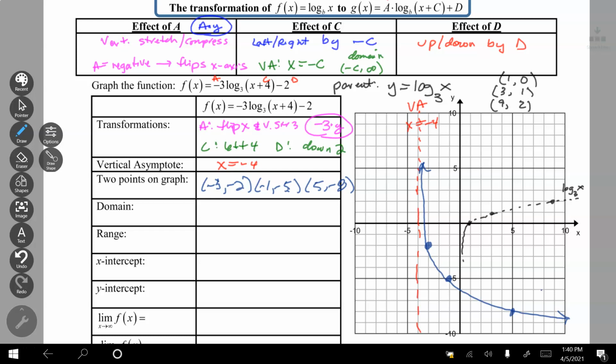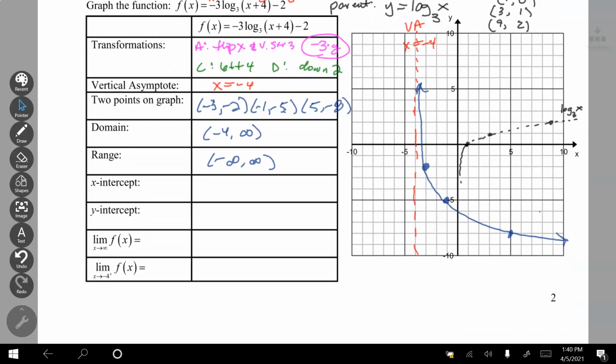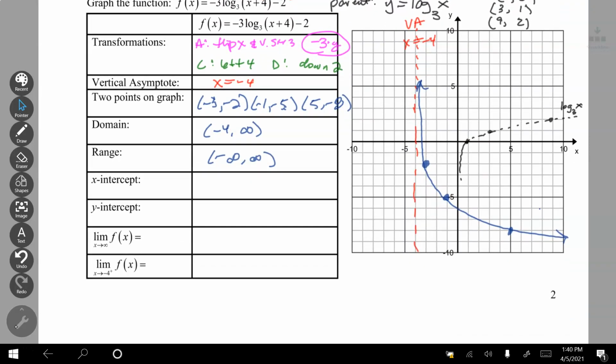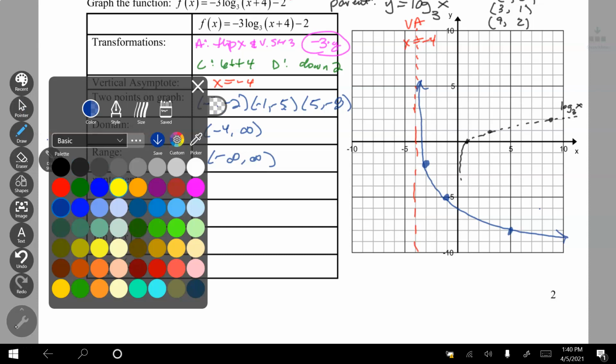And there's that graph. My domain is negative 4 to infinity from the vertical asymptote over. My range is all real numbers. I'm going to move this graph up a little bit so I can see more of this. I'm going to come back to the x and y intercept because those are going to be some work.